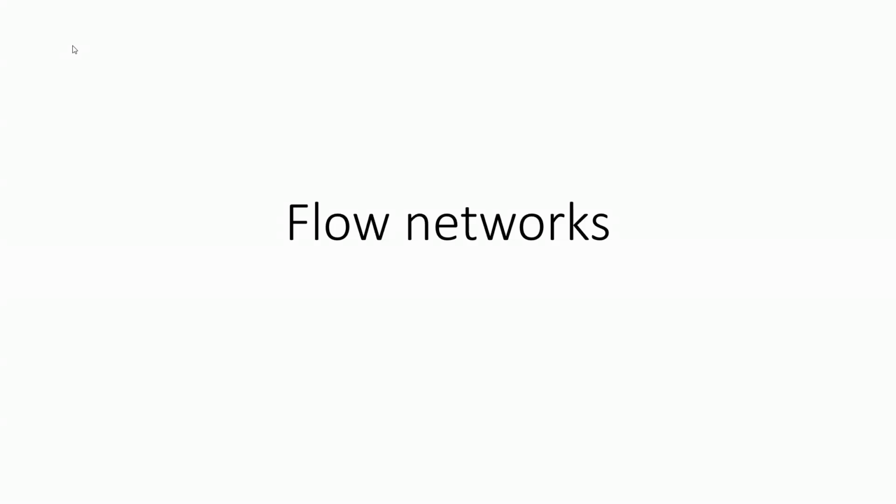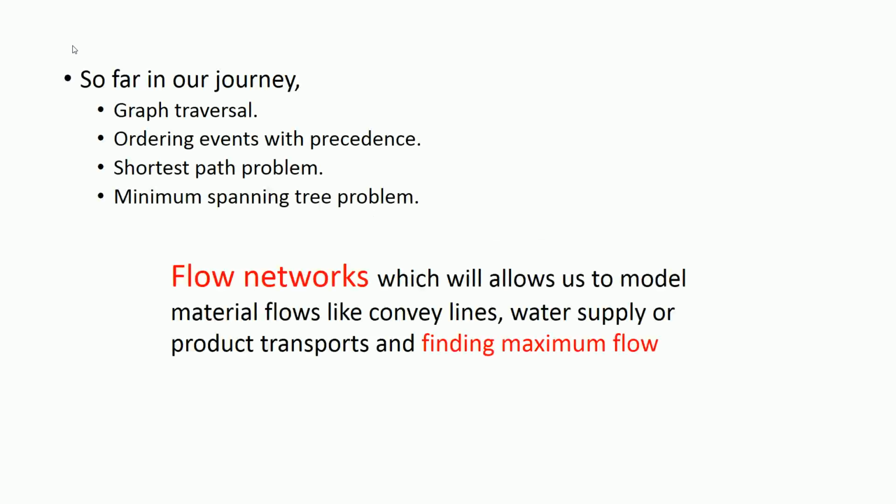So far, in our journey on graph theory, we saw how graph traversal works, how we can order events with precedence with topological sort, how to model a roadmap as a directed graph in order to find the shortest path from one point to another point, and given a circuitry diagram model, how to find a wiring path which minimizes the required amount of wires with minimum span in trees.